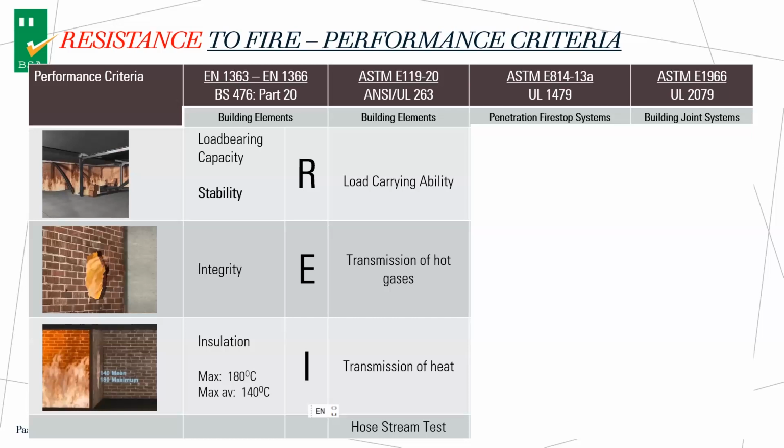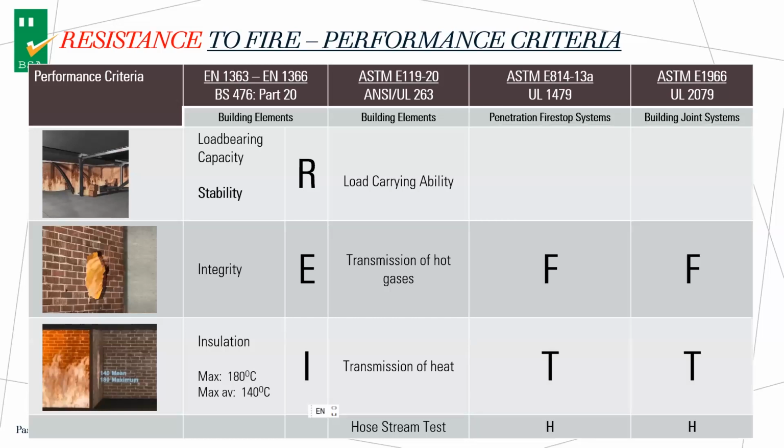The American standard has a very unique system testing regime for fire stopping and for building joints, where they also measure the integrity and insulation, but they call it FT. And they have another test called the hose stream test that will give you the FTH. So just a good comparison between the European and British and the American way of measuring resistance to fire.